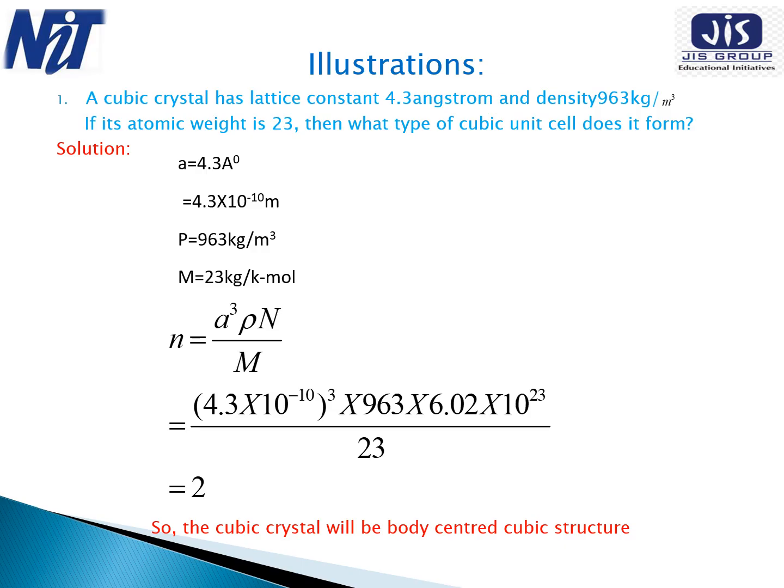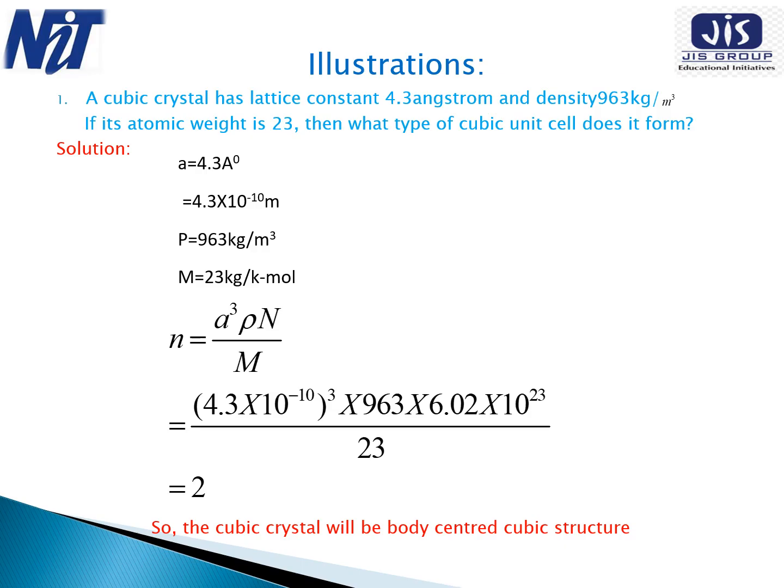These values are given. The value of a is given, 4.3 into 10 power minus 10. So we will put that. Then rho is also given, 963, Avogadro number 6.02 into 10 power 23, and molecular weight is 23. So if we put all these values, we will get the value of n equal to 2.